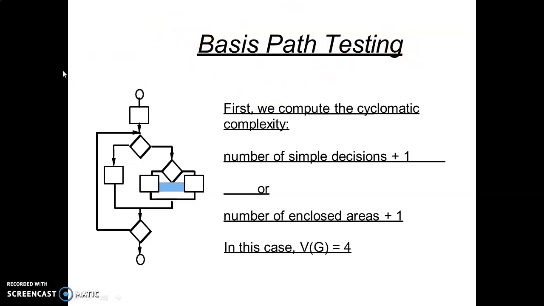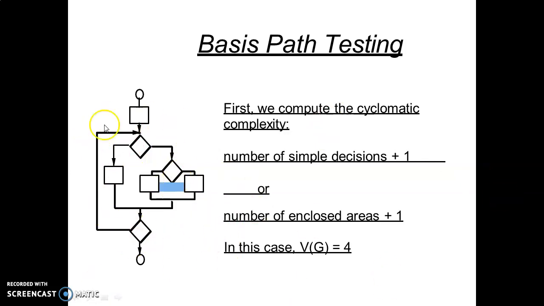First we compute the cyclomatic complexity. Cyclomatic complexity is a measure to identify the complexity of the system or code. To identify the cyclomatic complexity, the first way is to count the decision statements or predicate statements from the code, plus 1. Another way is the number of enclosed areas, meaning closed regions, plus 1.